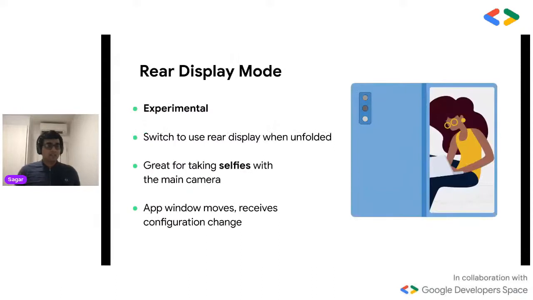Now let's take a look at some of the experimental features that we were really excited to announce. Devices that have multiple displays can introduce new ways of interacting with them. One exciting example is rear display mode that allows using the high quality primary camera while showing the preview to the user. It will be great for taking selfies with the main camera, which is of course a more powerful version available on your phones. We are working on a new set of APIs to support the use case.